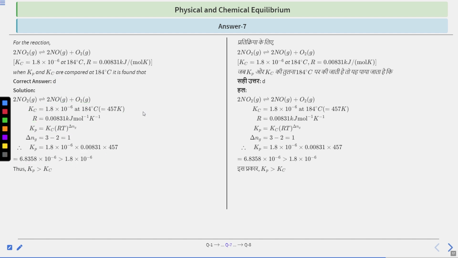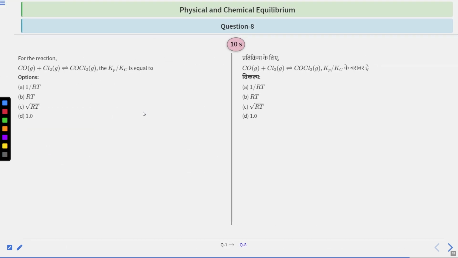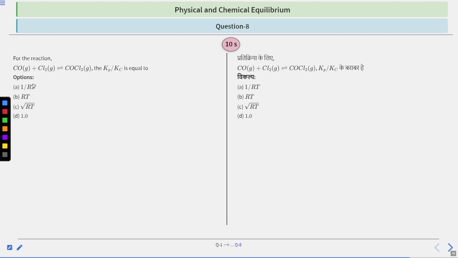Okay, let's move to the next question. Question number 8. For the reaction carbon monoxide plus chlorine will give you COCl2, we have to find out Kp by Kc. So the options are 1 by RT, under root RT, or 1. You have 10 seconds to solve this question. After that, we will see the answer.